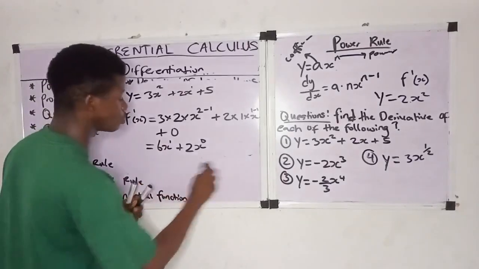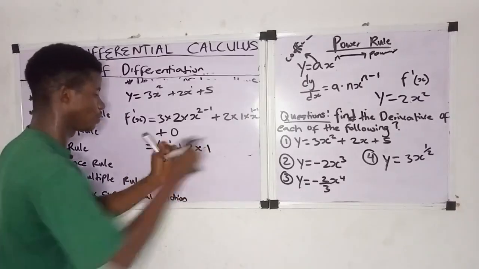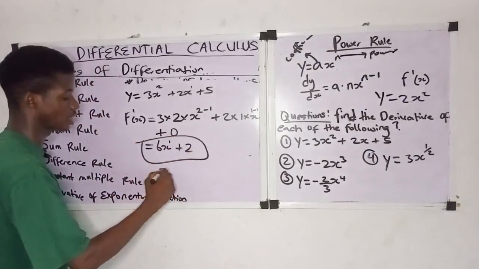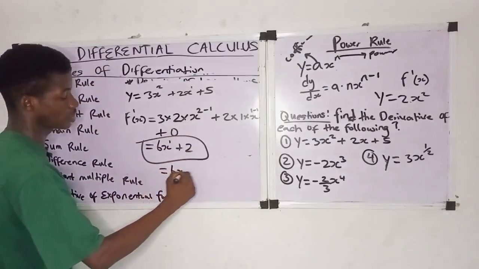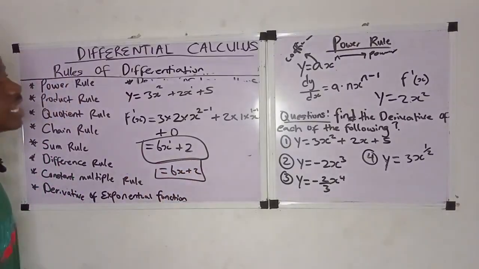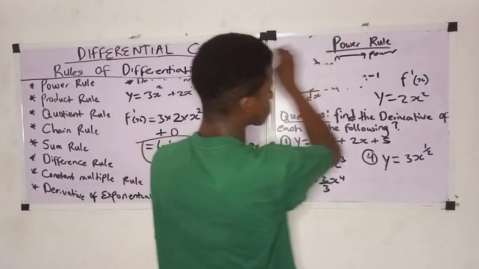So when the value is raised to power of 0, it is 1. So in place of x, we put 1, times 1. 2 times 1 is equal to 2, right? So let's continue. This will be our final answer, which is 6x plus 2. It's very easy, okay? Now let's move to the next question, which is question 2.